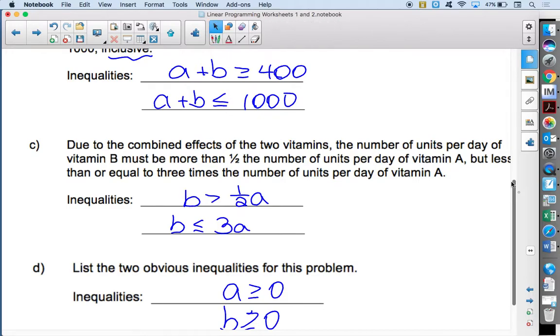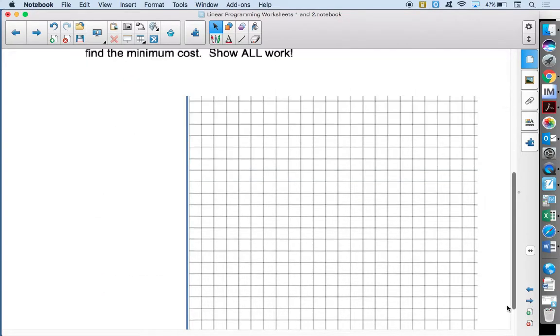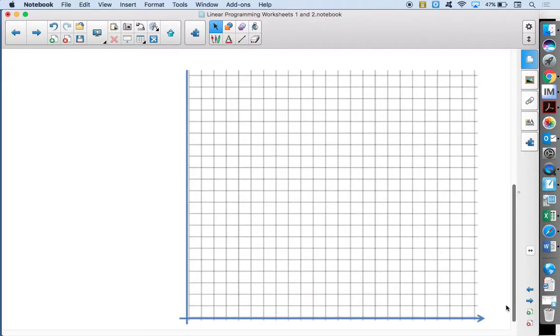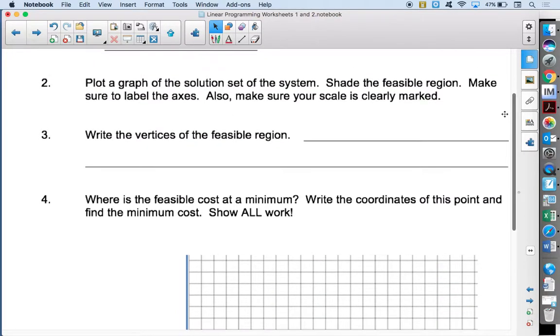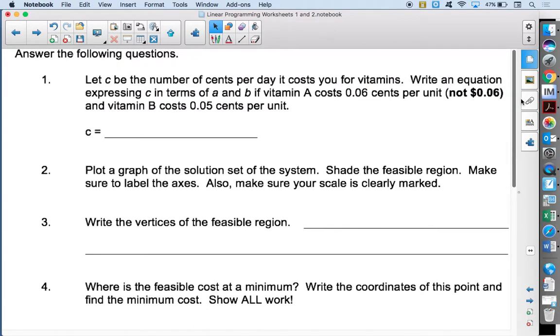So if you flip the page, all of these you're going to graph on the grid provided on the next page, right down here. So you're going to graph all of them down there. The questions above then are based off of your graph. So number 2 just tells you to plot it. Don't forget to shade and label. Part 3 is write the vertices of the feasible region. And then part 4, you're going to use the vertices to come up with a minimum cost because you're paying for the vitamins. And we want to know what the minimum cost would be for those vitamins. But number 1 is the objective function.